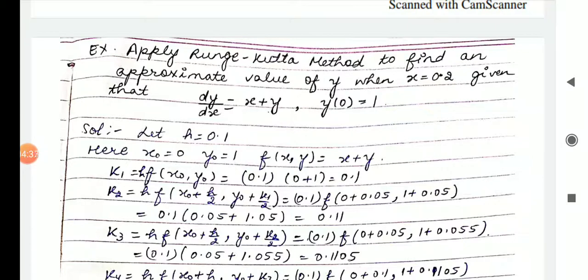In this question, observe that we have calculated the value of y corresponding to x equal to 0.2 in two steps. We have not directly calculated the value at x equal to 0.2. We could have taken h equal to 0.2, but we take a smaller value of h so as to increase the accuracy of our result. So whenever there is such a type of question, try to take at least 2 steps to solve the question.